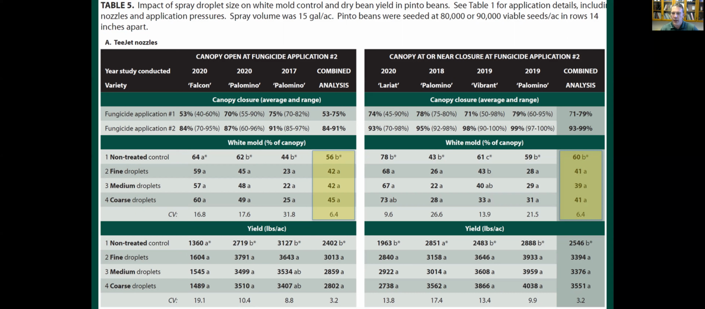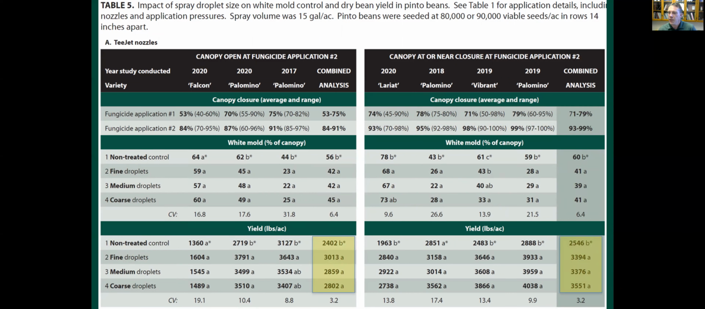If you look at the yield data here, on the left side, you see the non-treated control at 2,400 pounds. Well, that's statistically different than any of the droplets, fine, medium, or coarse. But you really see a trend where the fine is more effective, has higher yield when the canopy is open. So you can see here it's 3,013 pounds with fine droplets versus 2,800, 2,500 when you have medium or coarse. It's not statistically different, but the trend is pretty solid.